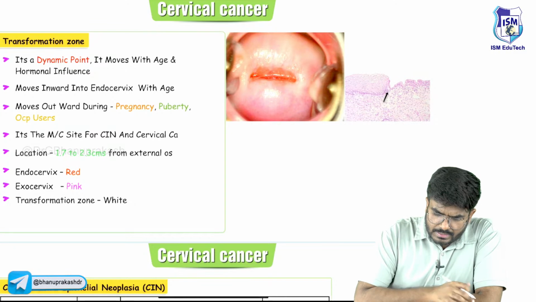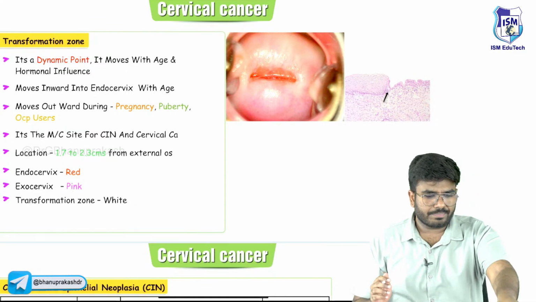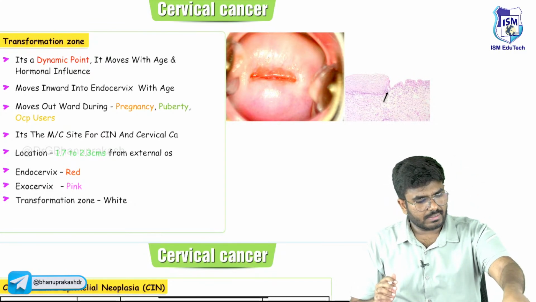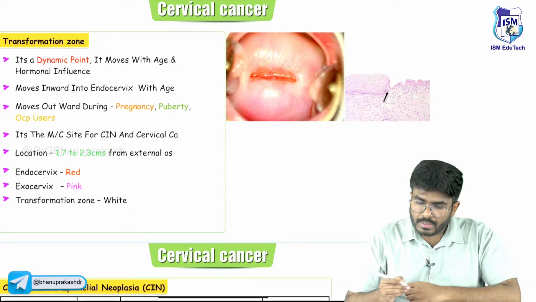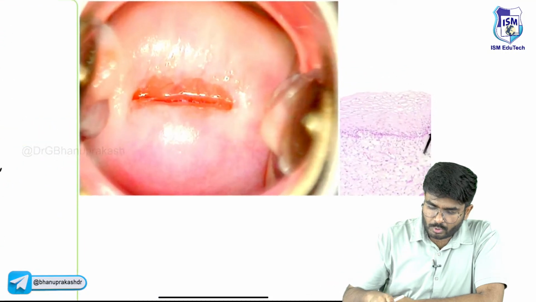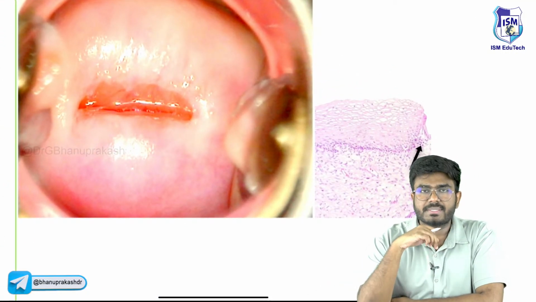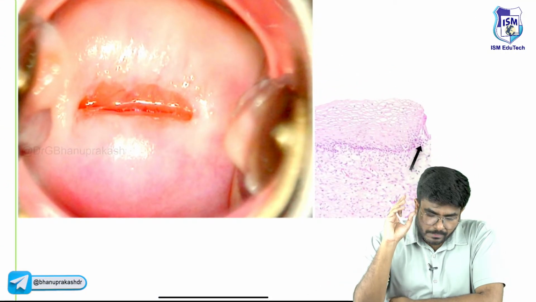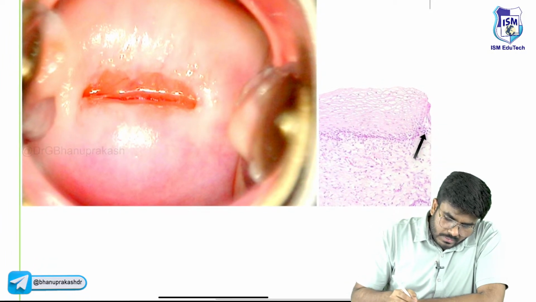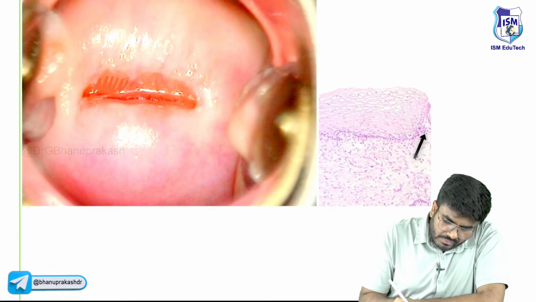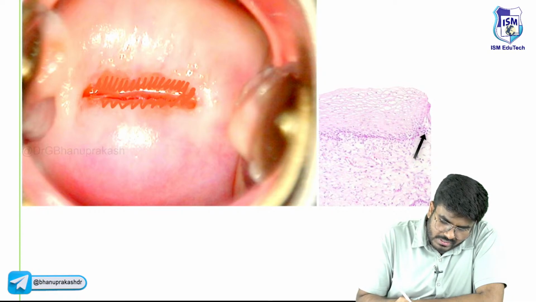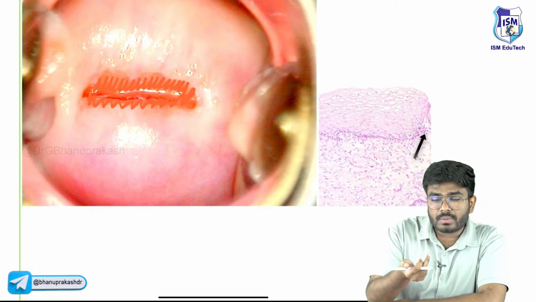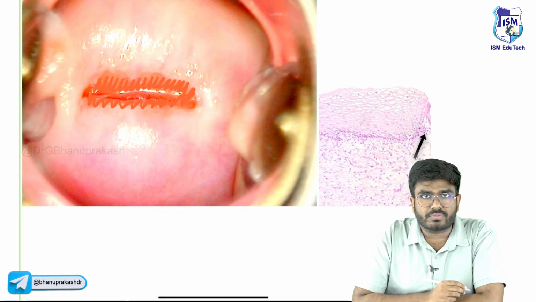Before discussing cervical cancer, the point I want you to know is this. Here I am talking about the cervix. You are seeing the cervix here. The red color region I am highlighting here is called the endocervix, meaning the part more towards the inside.